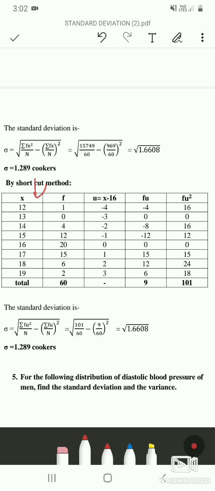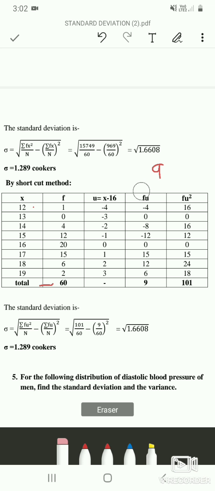So here you have the table as x and f. Calculate capital N, and the next table would be choosing the deviation, that is x minus a. So here we have taken a as 16. You can take any value. Once you have chosen your a value, find out u, which is x minus a. So here x is 12, so 12 minus 16 is minus 4. Similarly, calculate for all values.